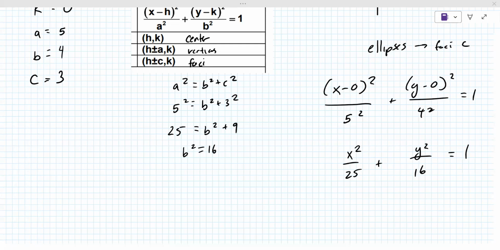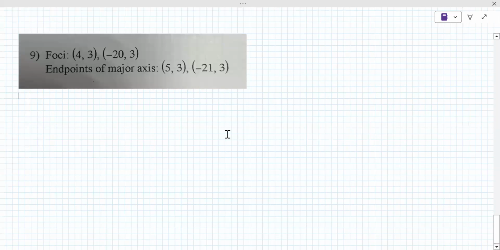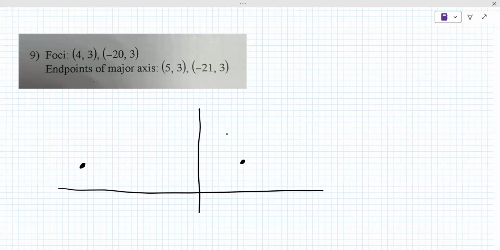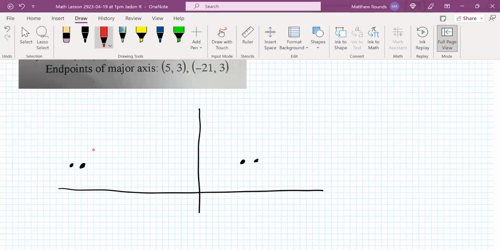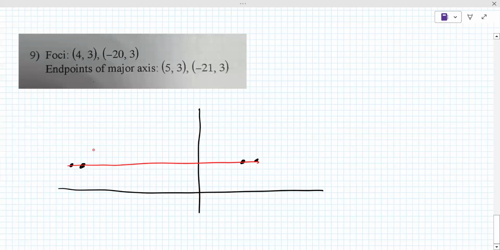It's got some movement in the center, but a quick sketch is always the way to go here. So we've got 4,3 and minus 20,3. I'm looking at that as, okay, there's a point, call that 4,3. That's minus 20,3 there. So our axes roughly are like this at the moment. Endpoints of the major axis are 5,3 there, and minus 21,3 there. So you can see that everything of importance is happening horizontally. And there's all this really nice symmetry.